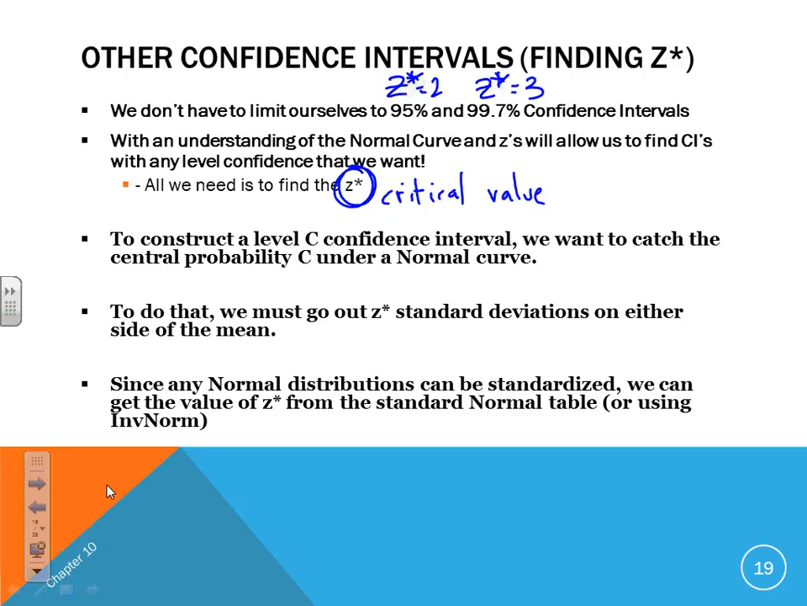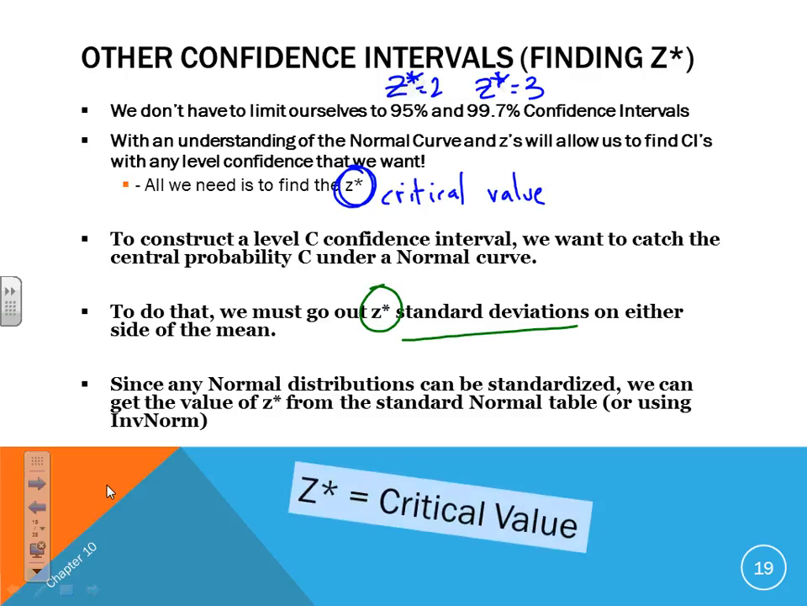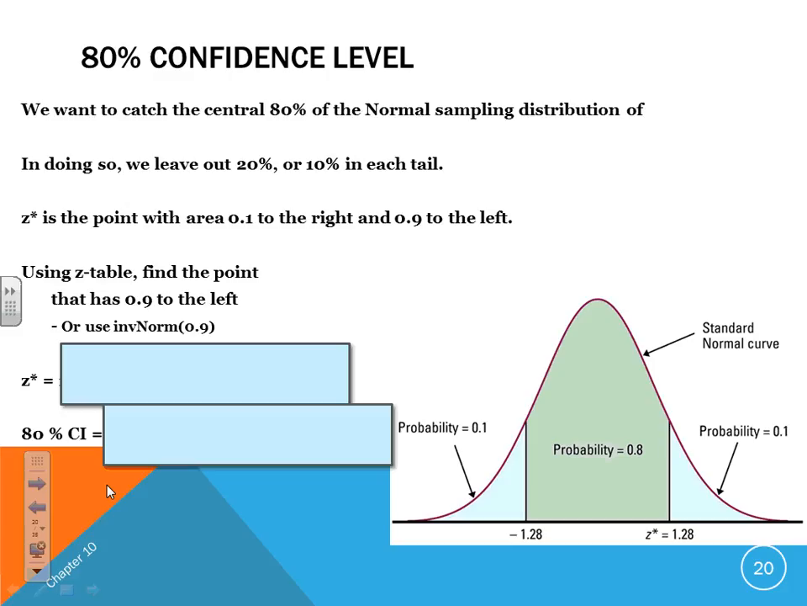With a basic understanding of the z-table, we'll be able to figure that out pretty easily. Just keep in mind that the z star is the number of standard deviations away from the mean. So let's look at constructing an 80% confidence level. We want to catch the central 80%, and that's the key part there, the central 80%. That means you have 20% left over, because 80 and 20 make 100.